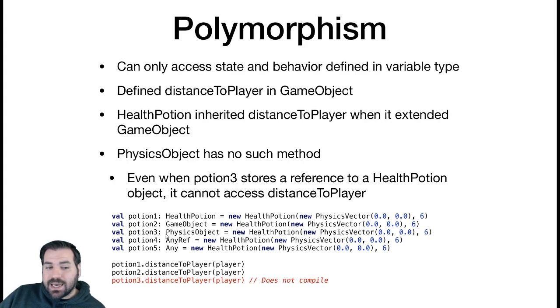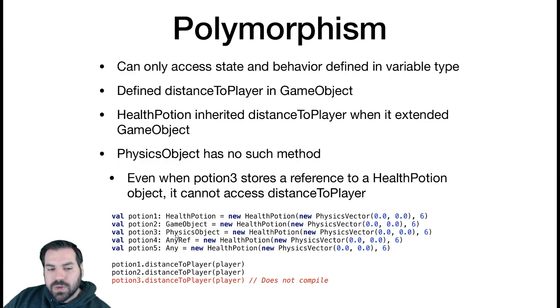When we move to physics object, we have a variable of type physics object. Remember, the distance to player method is defined in the game object class. So once we go to a variable of type physics object, we can no longer access that distance to player method. No matter how hard you look in the physics object class, you won't find anything called distance to player. You can look up its inheritance tree, you can look all over the place. You'll never find a distance to player method, and neither will the compiler.